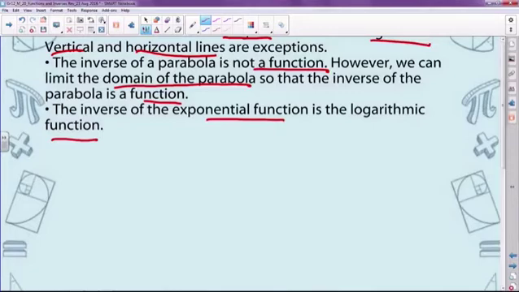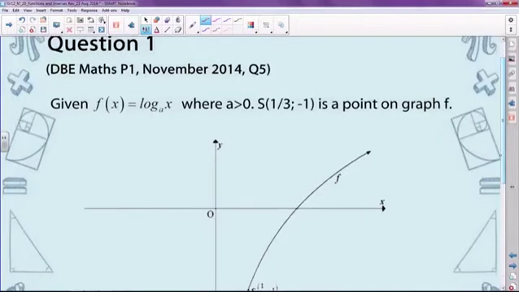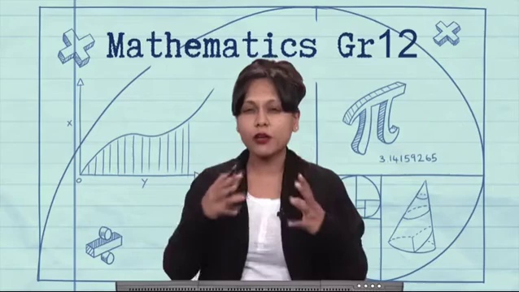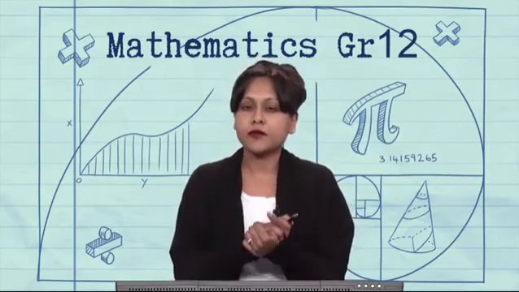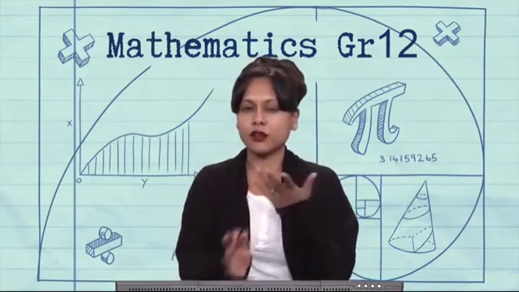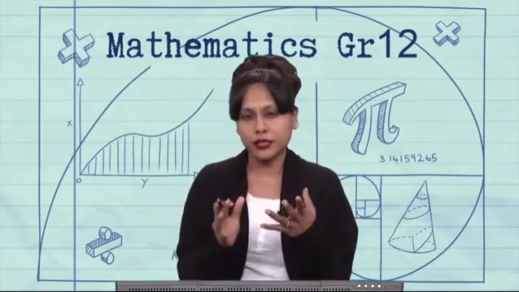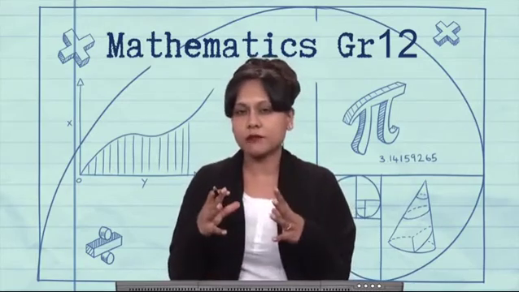Okay. So that's going to take us straight into our first question for today, and this comes from your DBE Maths Paper 1, November 2014, question 5. While you're revising, remember that it's very important to go over past exam papers. Go back as far as you can get your hands on, but usually the last two to 3 years is a good indication. So these questions come straight from those exam papers.